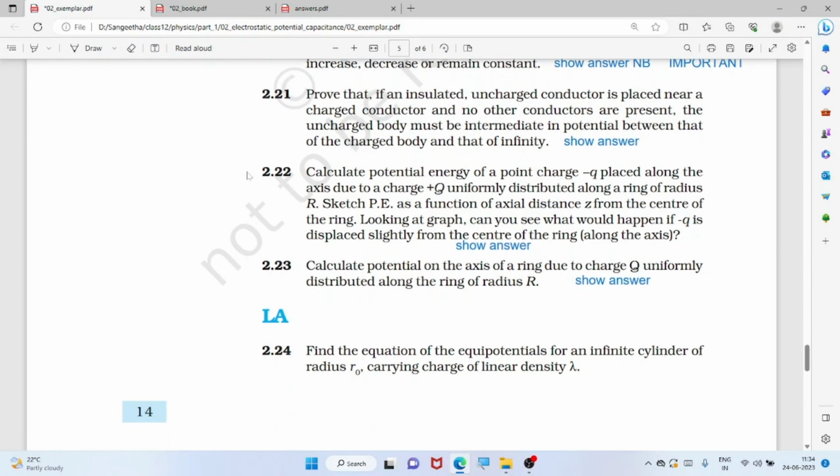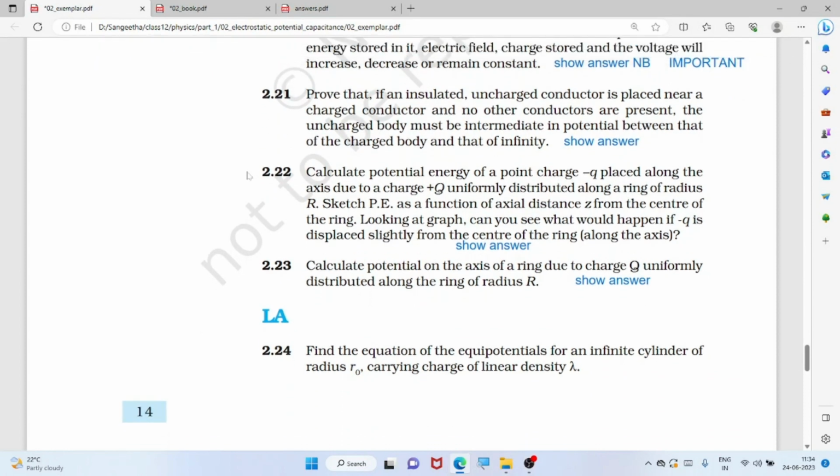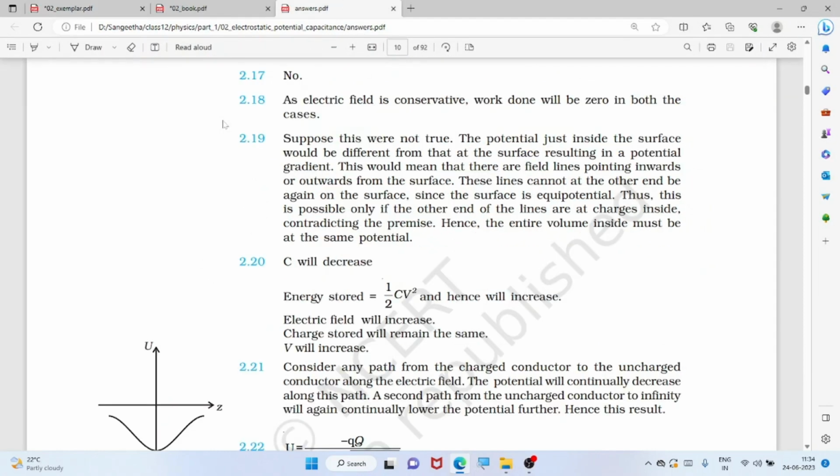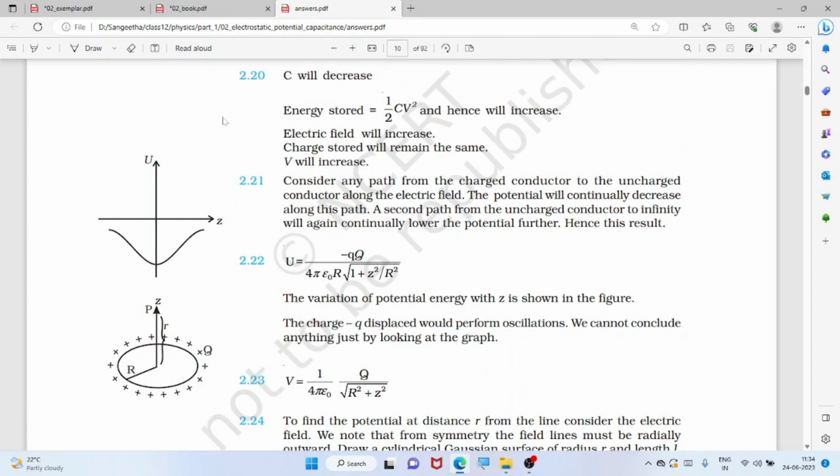Prove that if an insulated uncharged conductor is placed near a charged conductor and no other conductors are present, the charged body is intermediate between. 2.21. Okay, this is the answer. So you can go through this answer.